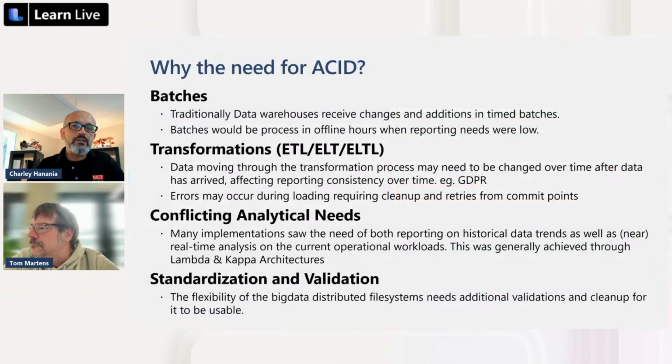ACID are a set of properties that are put onto relational or operational data stores, mainly to have helped in the past for things around concurrency: atomicity, consistency, isolation, and durability. We'll talk about that in a second. But why would we even need that when we're talking about analytical data stores and batch processing for us?